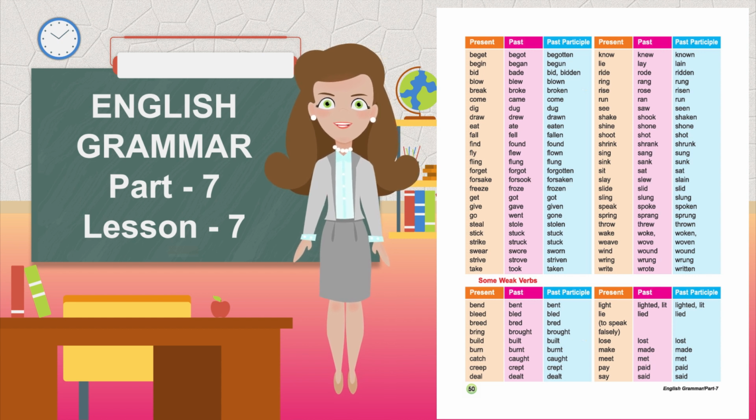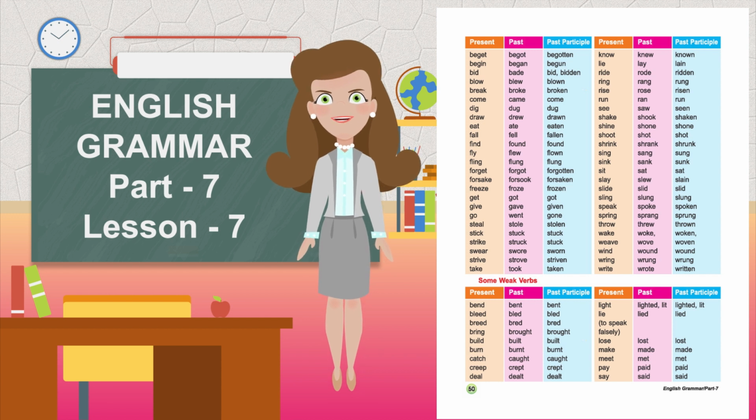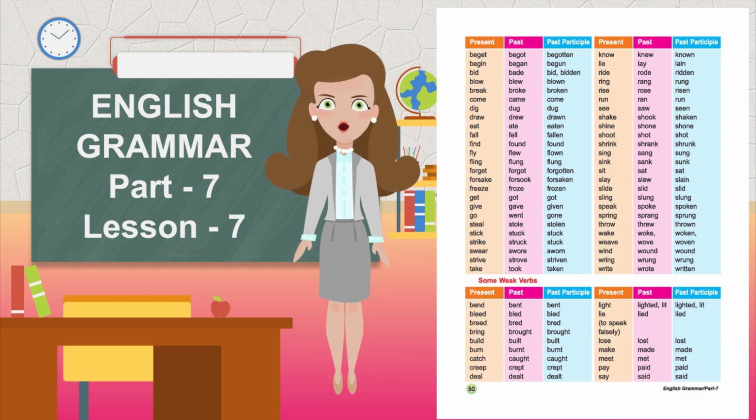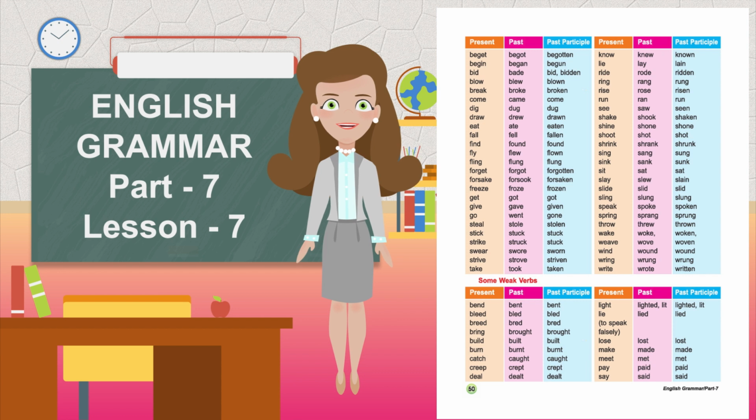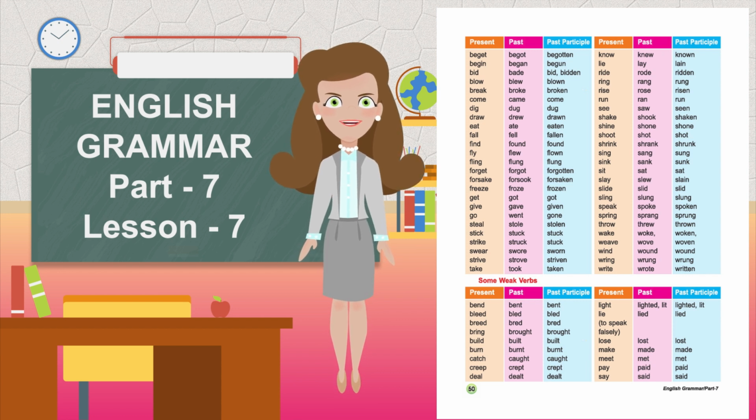Some weak verbs: present, past, past participle. Bend, bent, bent. Bleed, bled, bled. Breed, bred, bred. Bring, brought, brought. Build, built, built. Burn, burnt, burnt. Catch, caught, caught. Creep, crept, crept.